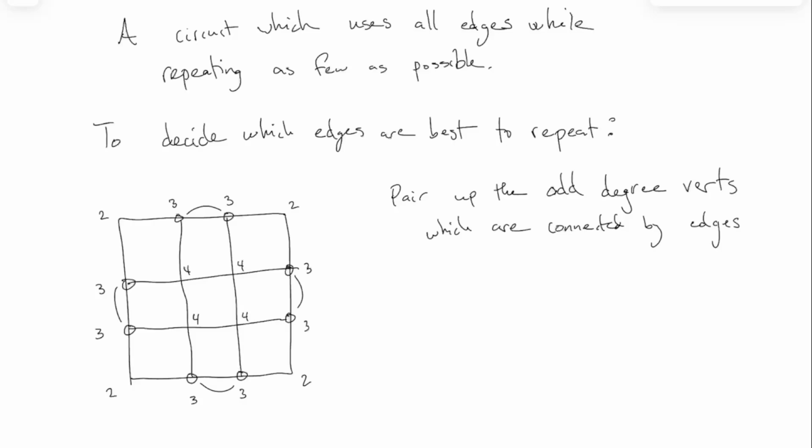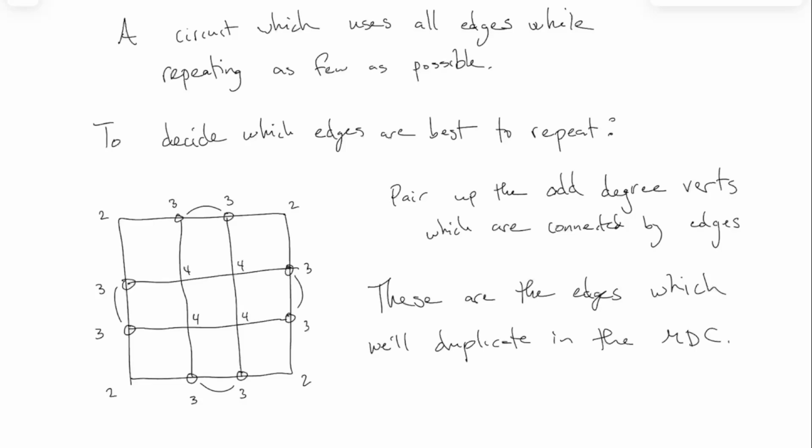And these are the edges which we will duplicate in our circuit. These are the edges which we'll duplicate in the minimum duplication circuit. And in this particular example, that means it will require 4 edge duplications. And it's going to be those 4. All right. So here, in this example, we'll require 4 dupes. Right? 4 duplications, because that's what's necessary.